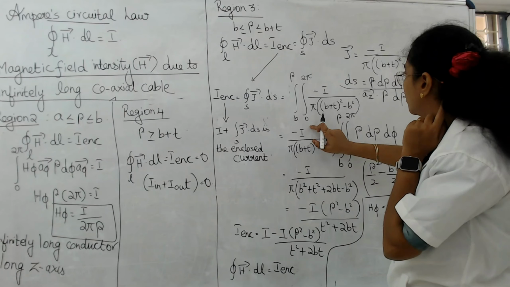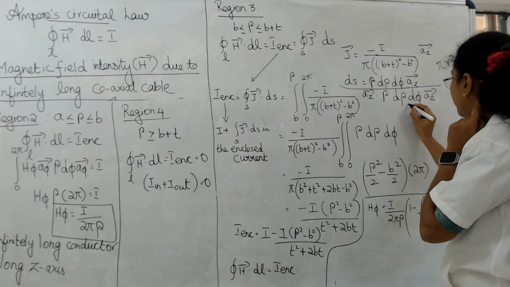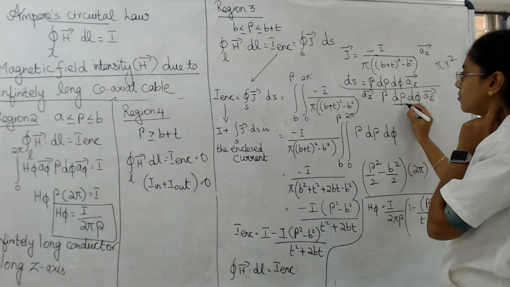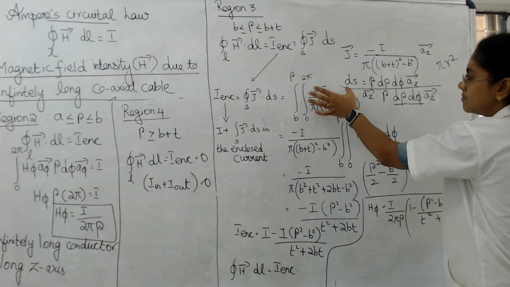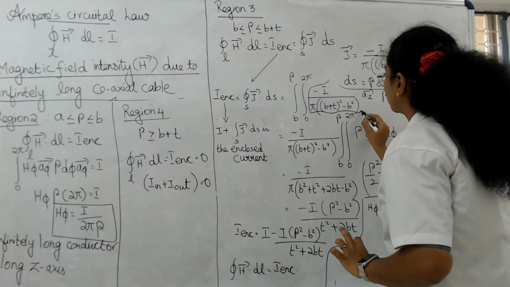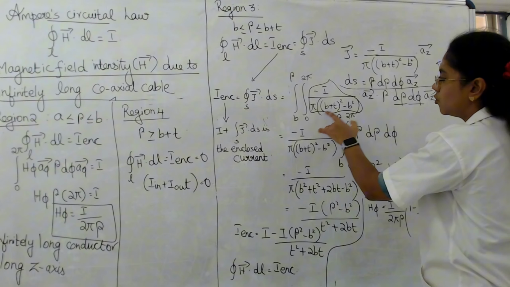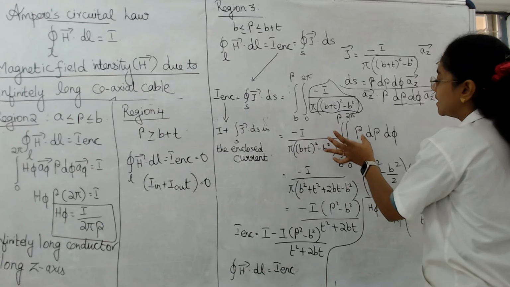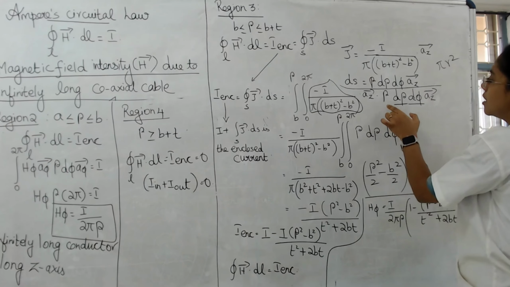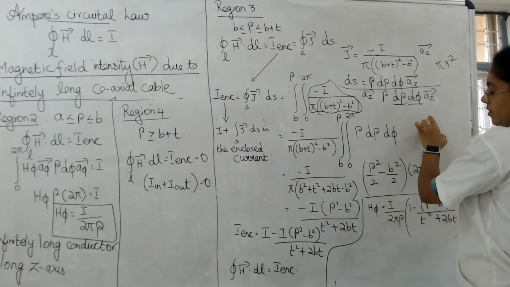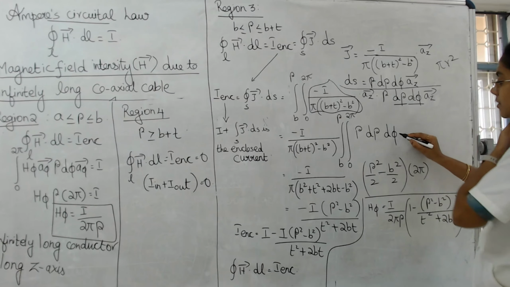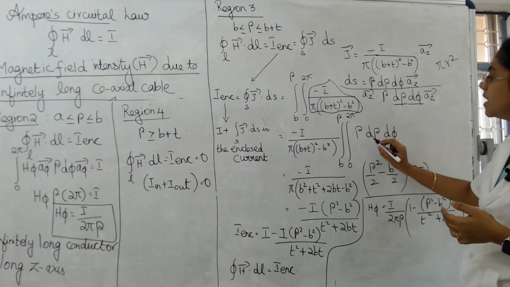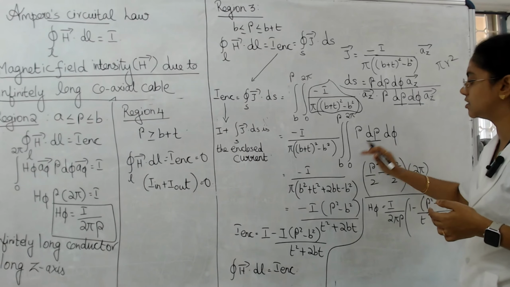I have two limits, one corresponding to d phi and the other corresponding to d rho. So this term I have taken as a constant outside: minus I by pi into b plus t the whole squared minus b squared has been taken as a constant term. Inside this integration, I have my term rho into d rho into d phi. You all know the limit for d phi ranges from 0 to 2 pi, and the limit for d rho ranges from b to rho.